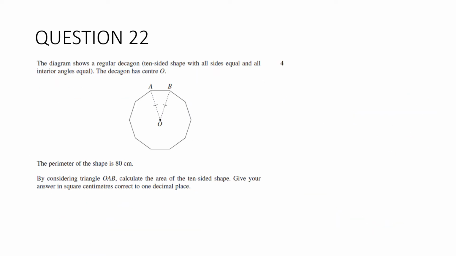Question 22. The diagram shows a regular decagon, 10-sided shape with all sides equal and all interior angles equal. The decagon has center O. The perimeter of the shape is 80 centimeters. So we know, because it's a regular shape, that AB multiplied by 10 must equal 80. And so AB is equal to 8.